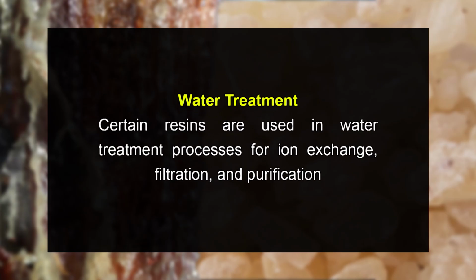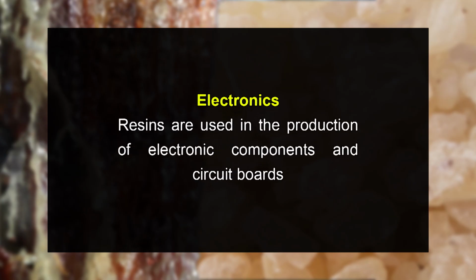They are used in water treatment. Certain resins are used in water treatment processes for ion exchange, filtration, and purification. They help remove impurities and contaminants from water, making it safe for drinking and industrial use. They are also used in electronics. Resins are used in the production of electronic components and circuit boards. They provide insulation, protection from environmental factors, and adhesion properties crucial for the performance and longevity of electronic devices.